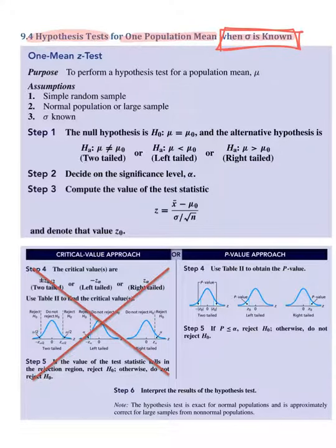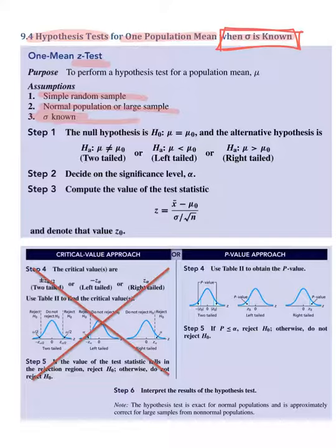Later, we are going to take the t-score when sigma is unknown. But the procedure is almost the same. So let me summarize. We call this a z-test because we assumed we knew sigma and we took the z-score as a test statistic. So it is the one-mean z-test. There are some assumptions. Number 3, we assume sigma is known.